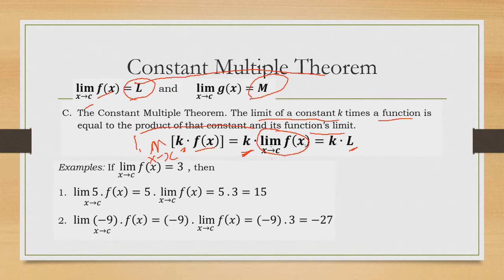Okay? So for example, we are looking for the limit of 5 times f of x as x approaches c. So it will be equal to, tingnan nyo yung nangyari. Kanina this is 5 times f of x. Based on the constant multiple theorem, pwede pala natin siyang gawing 5 times the limit of f of x. So napaghiwalay natin silang dalawa. Afterwards, kunin lang natin yung value nito, the limit of f of x as x approaches c.